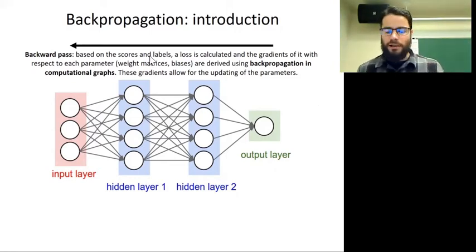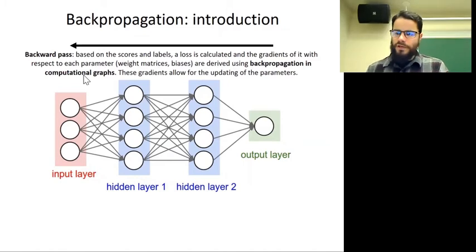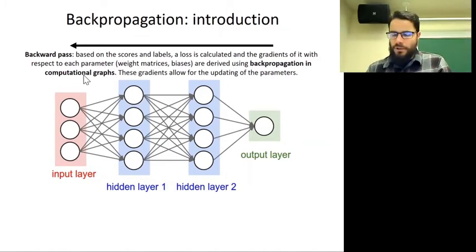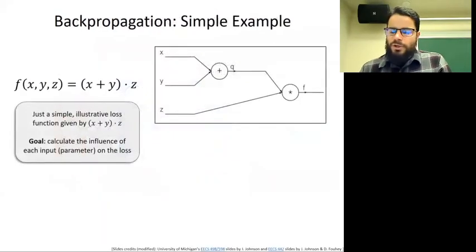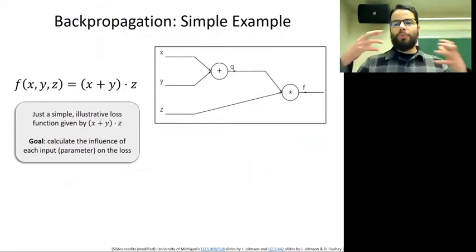Based on the scores and labels, a loss is calculated. So we start with the final loss, which is always a scalar. Okay, so remember that. And the gradients of it with respect to each parameter, weight matrices, and biases, are derived using backpropagation in computational graphs. So two important things. First, we need the computational graphs, and then we need to use backpropagation on them to calculate the gradients. Okay, very good. So the strategy today is going to be to work through examples.